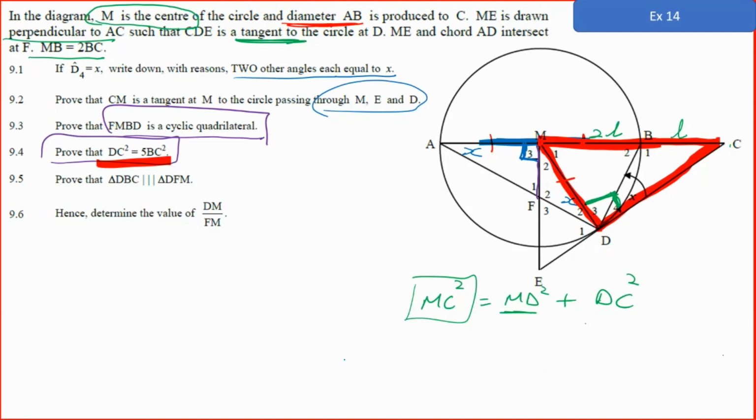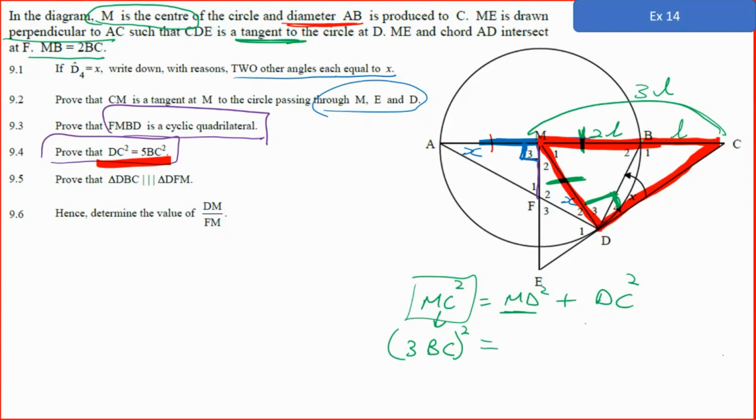Is everyone with me there? Yes, sir. In other words, if we call BC L, MC is equal to the whole thing, 3L. And you're totally right. So we can replace MC squared with 3BC squared. Got that? Now we want to replace MD. MD is equal to 2 BC, sir. MD is equal to MB. Can you see that?